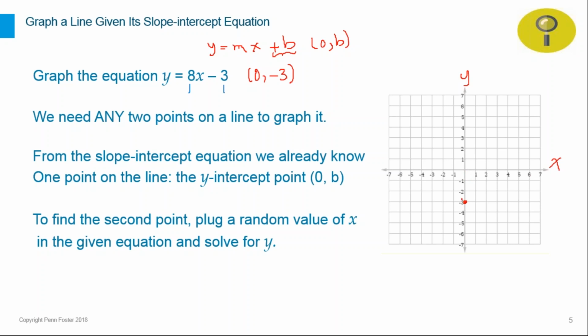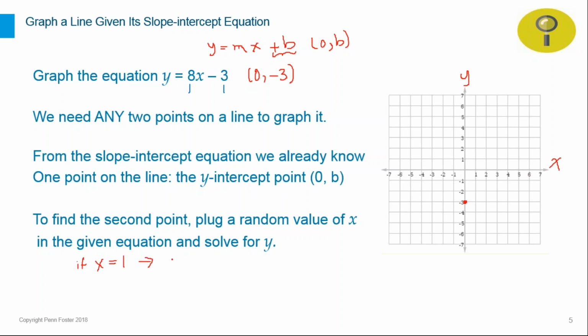Now I need a second point. Basically, if you have the equation of the line, I can pick any random value of x, plug it into this equation, and then solve for y. So let's pick any random value of x. I'm going to pick 1 because 1 is easy to deal with. So let's say x equals 1.